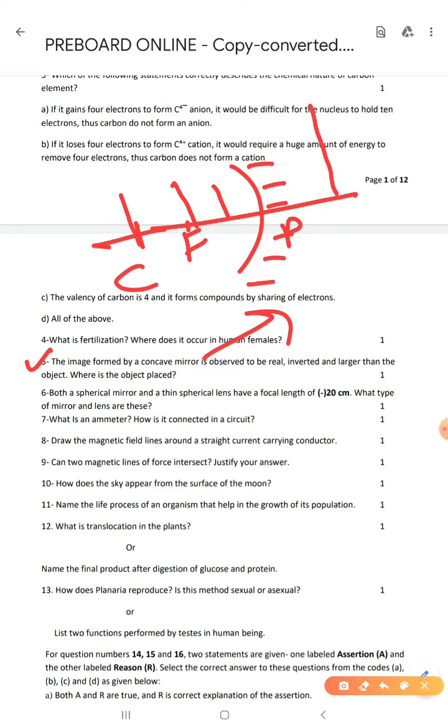Real, inverted, and larger than the object: this is when we place our object between F and C, dear students. When we place our object between F and C, then we find the image real, inverted, and larger than the object. When we place our object between F and C, then beyond C we get our image, that is real, inverted, and larger than the object.